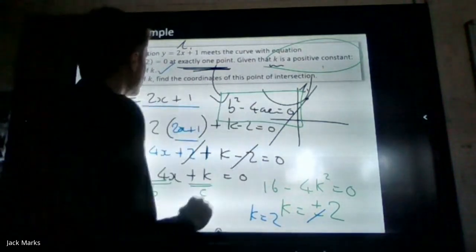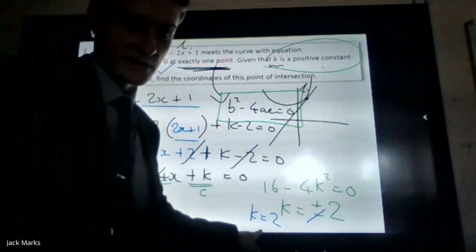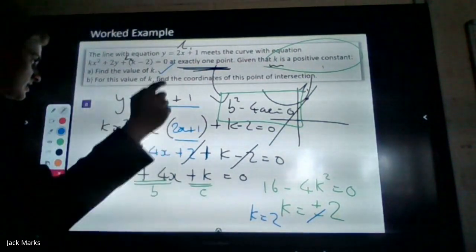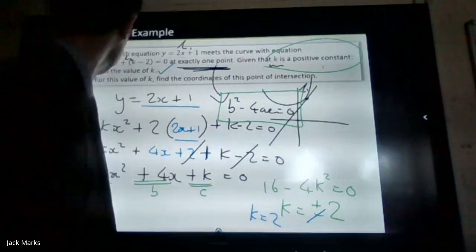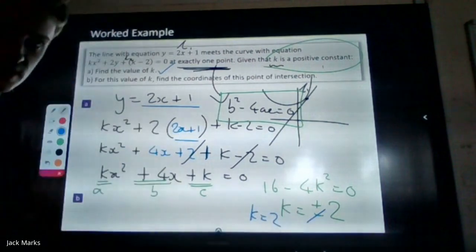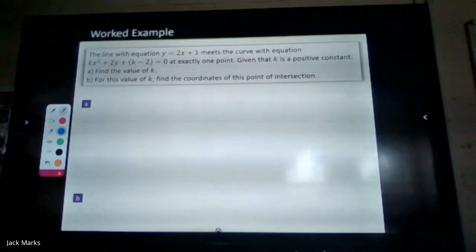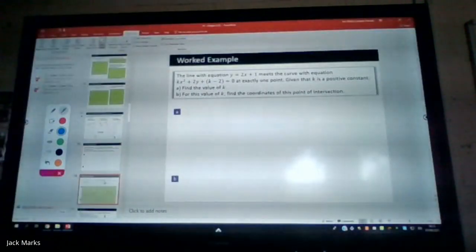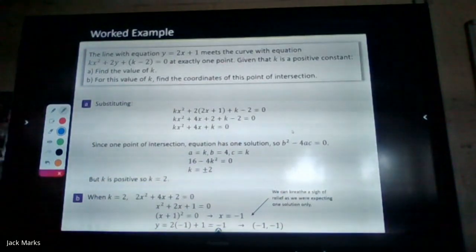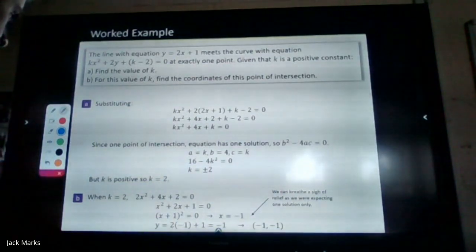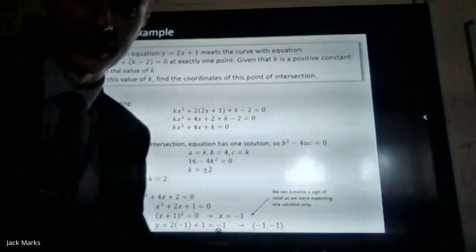For this, use the k to find the x. Well, you know that this happens when k equals 2. So now what you would do is you just put k equals 2 back into your y and back into your x. I'm going to just clear the board so you can see a neater version.